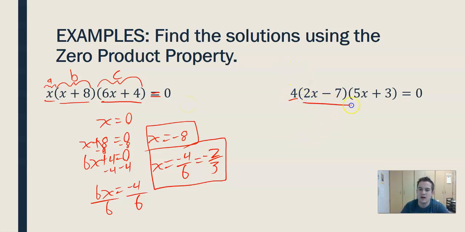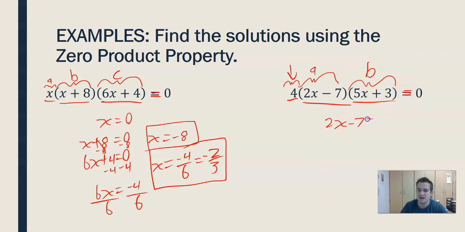I have 4 times 2x minus 7 times 5x plus 3 equals 0. I have three terms again, but this term will never be 0. 4, there's no x attached to it. 4 will never be 0. It will always stay as 4. But I still have these two other terms, so as long as one of those terms is equal to 0, when I multiply them all together, then the solution will be 0.